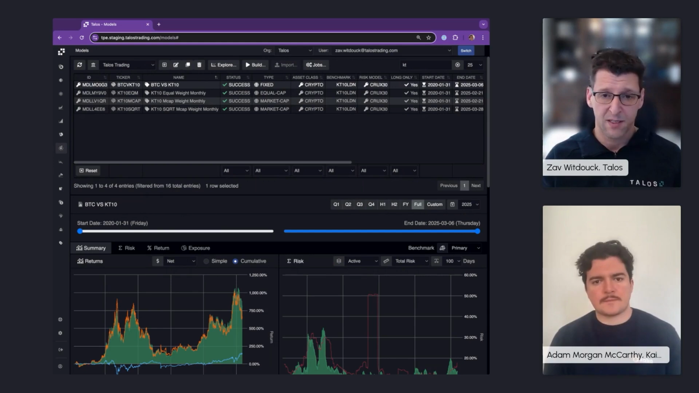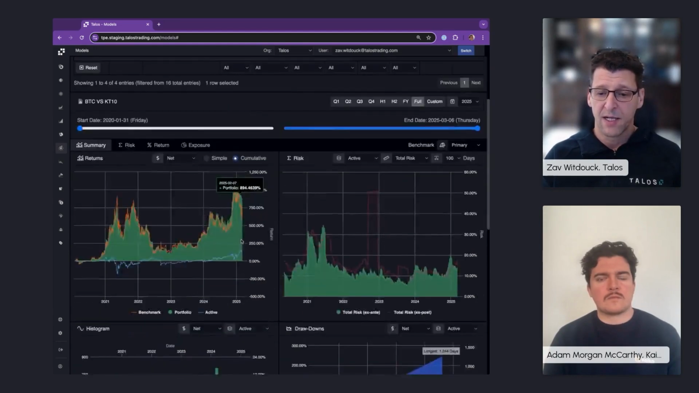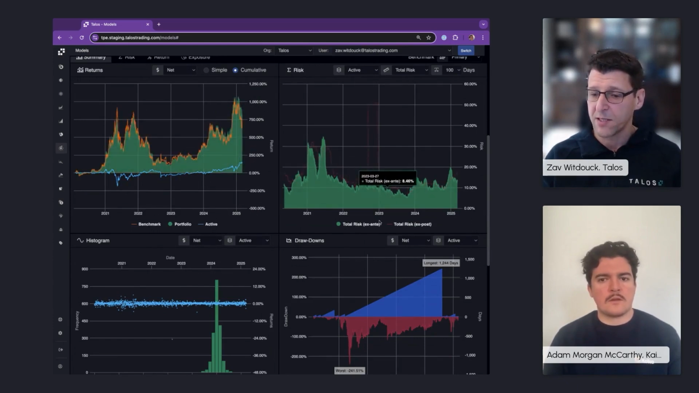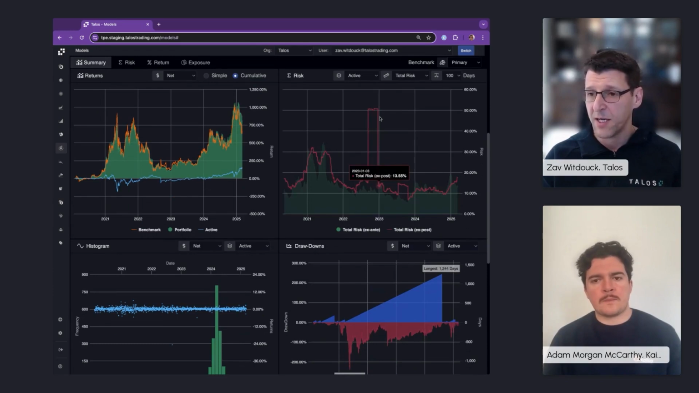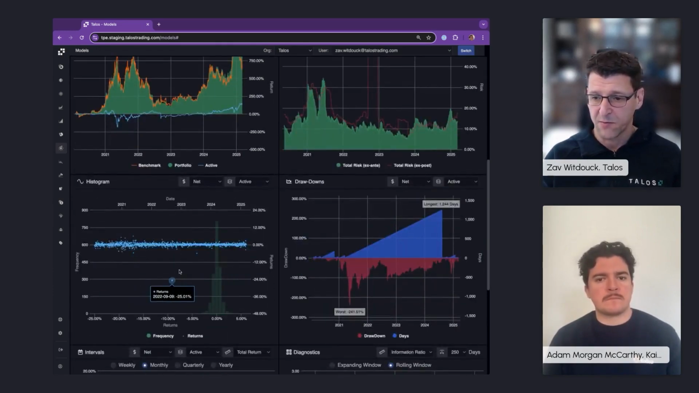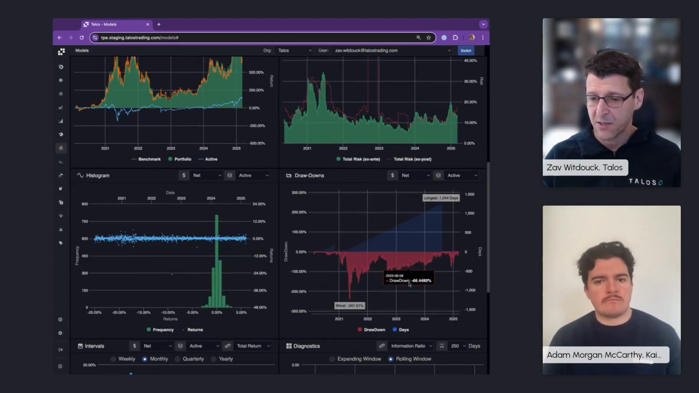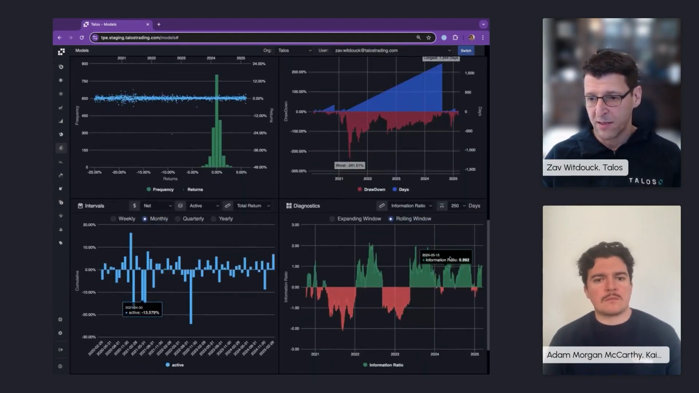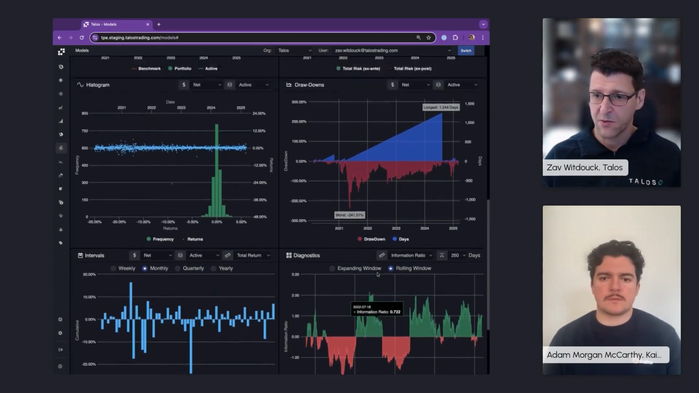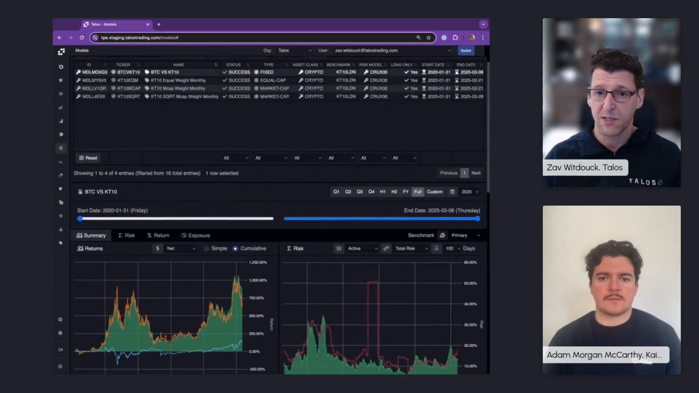Most of these are very simple models. But here is an example of just Bitcoin versus the KT10 index itself. And so we provide detailed analytics to show performance and risk. Here we're looking at active risk, which is essentially tracking error. We provide histograms of returns, drawdown in terms of magnitude and duration, interval returns, and analytics like information ratio, Sharpe ratio, and other types of performance metrics.